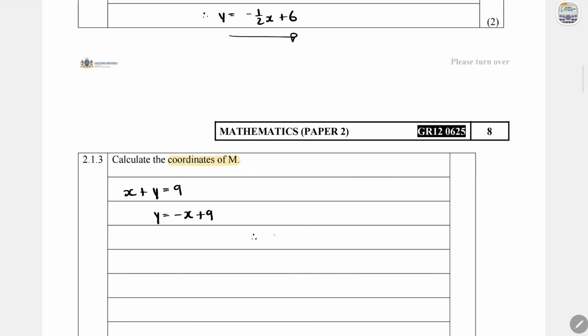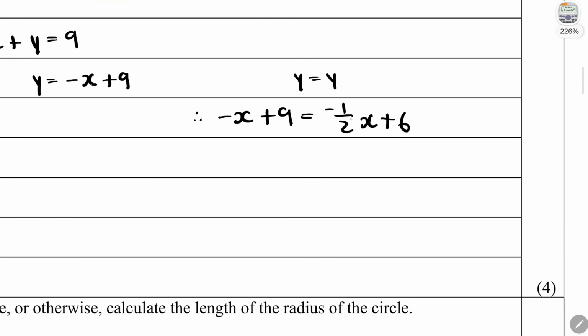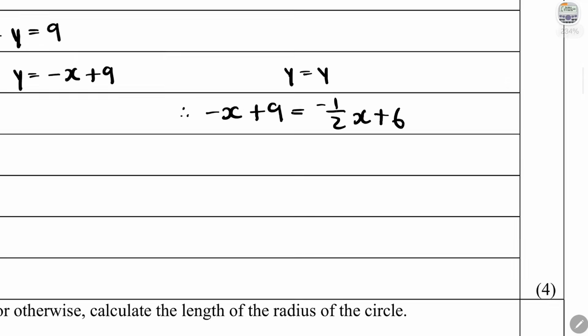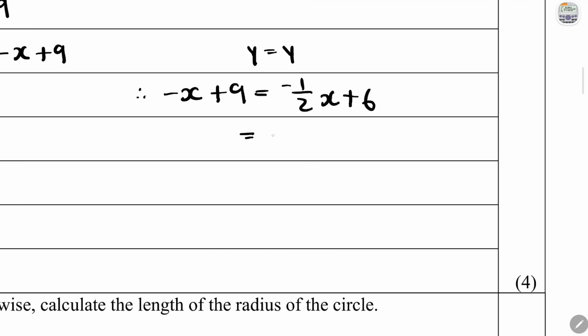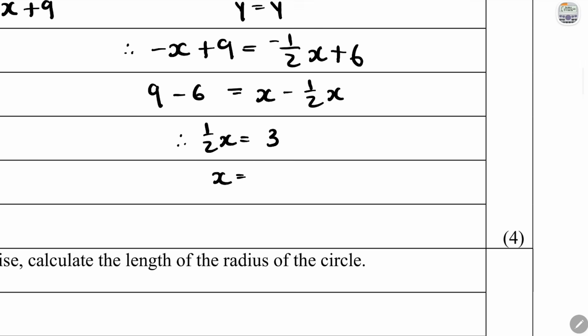Now we're just going to equate it with this equation. So we're saying equate these two equations, meaning -x + 9 is equal to -1/2 x + 6. It's the same thing as saying y equals y. I'm going to take that over just so that the bigger value can also become positive. So that is positive x - 1/2 x, and we have 9 - 6. So 1x minus a half x is a half x, and this is equal to 3. And then finally x is equal to, when we divide both sides by a half or multiply by 2, that's just going to be equal to 6. So x is equal to 6.